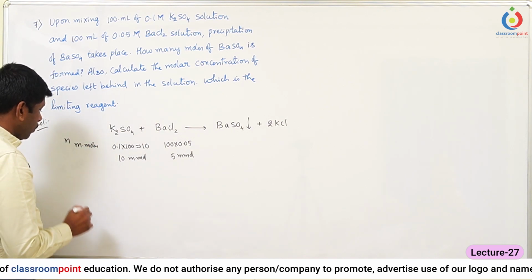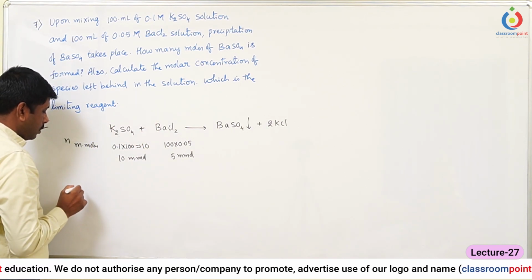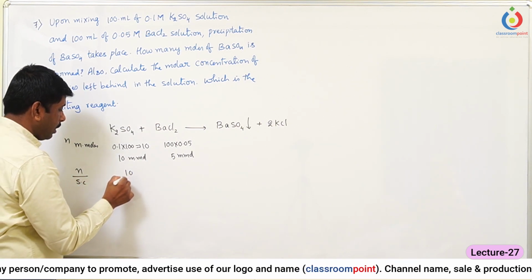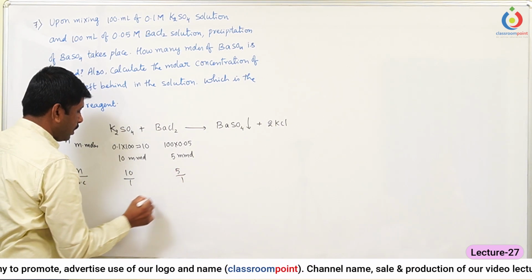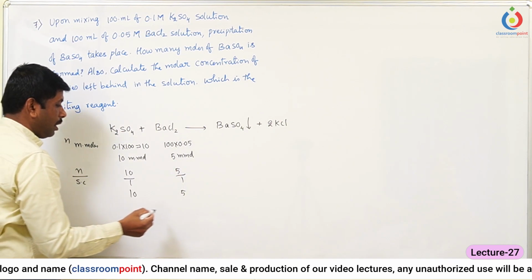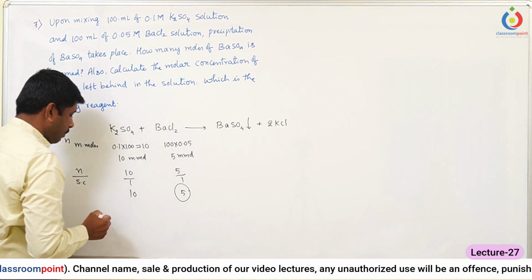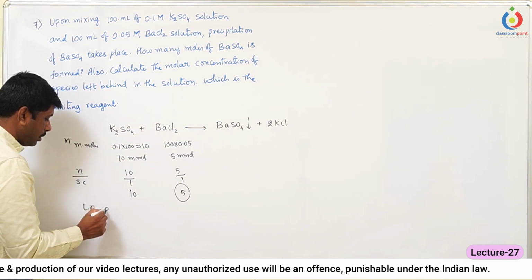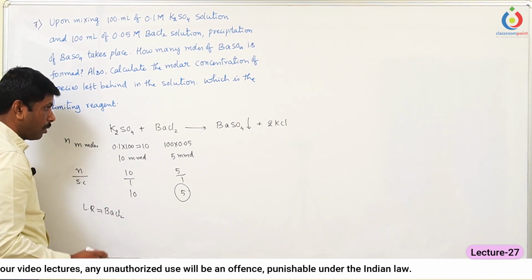And the stoichiometric coefficients are only 1. So the number of moles divided by the stoichiometric coefficient is the same: 10 by 1, and this is 5 by 1. So this is 10, this is 5. So less available is barium chloride. So barium chloride is the limiting reagent. So limiting reagent equals barium chloride.